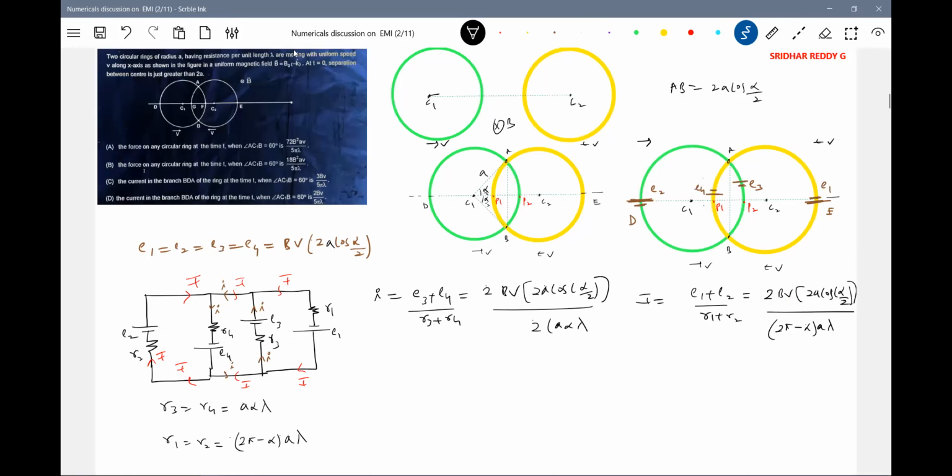The force on any circular ring at time t, the current in the branch BDA of the ring. I think it was asked. So now substitute the value of alpha and work out here. So it is asking this current I, BDA. The current in the branch BDA.